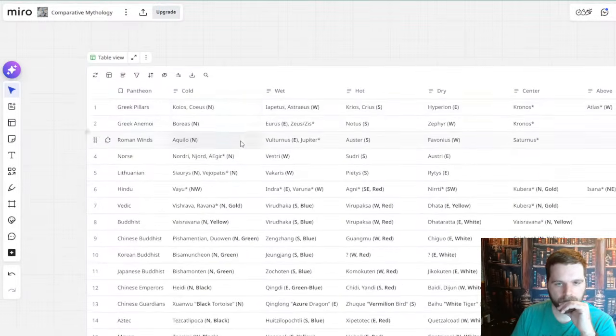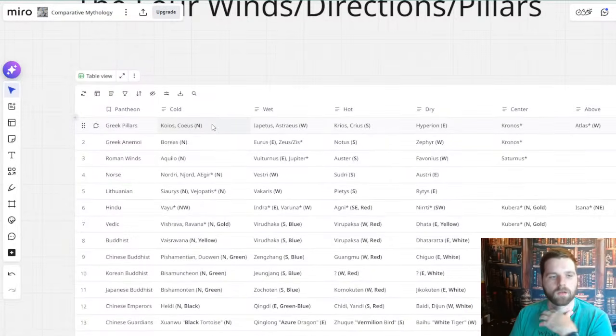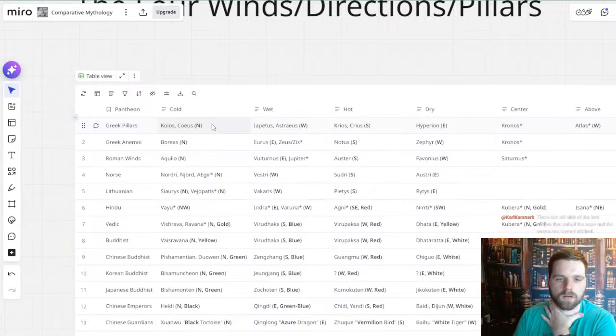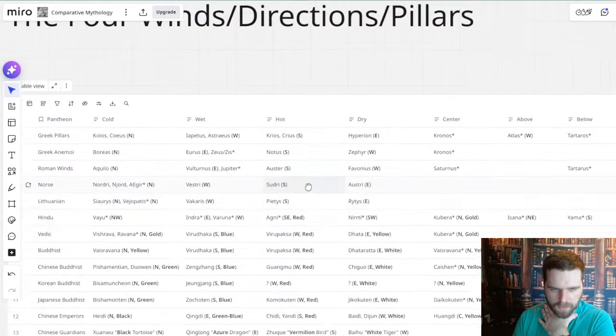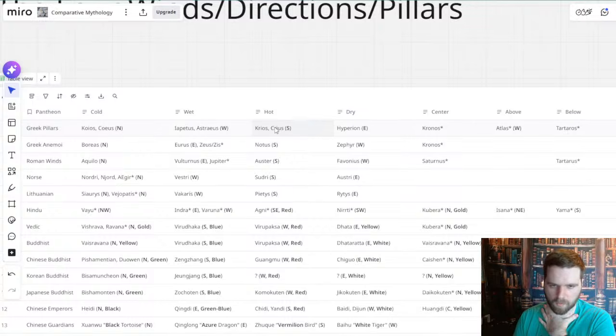Let's go back into the Mediterranean for a second, because the Greek pillars are really quite interesting, and there's a few different names associated with them. I have Greek and Roman names here for some of these: Krios, Koios, and so on. The point is they're Greek, and the Roman versions are a direct translation of the Greek.